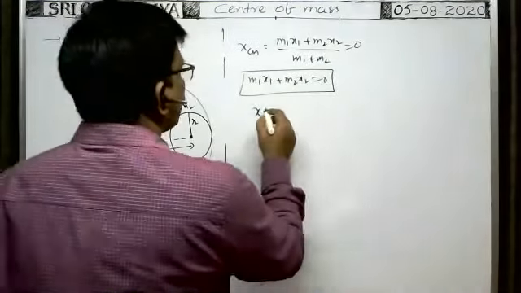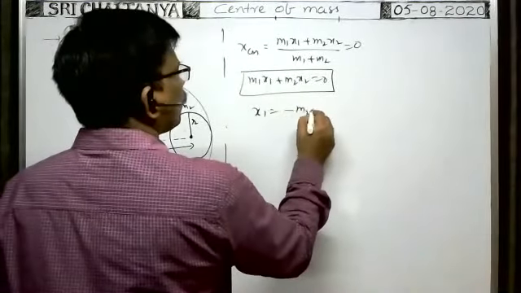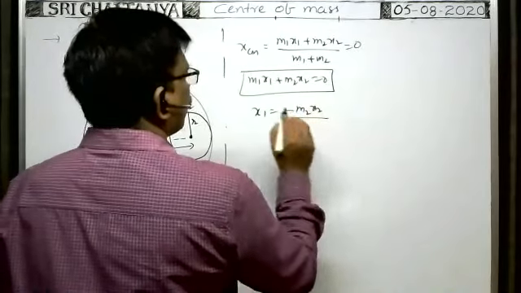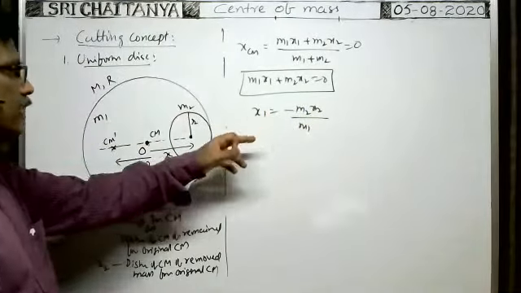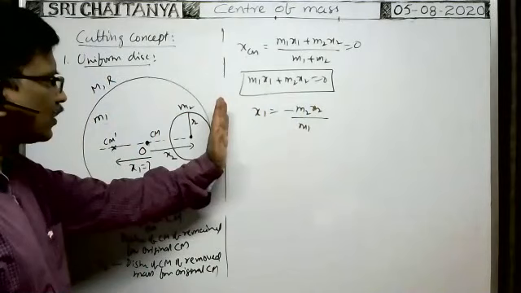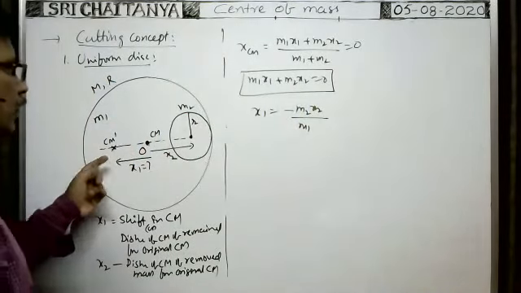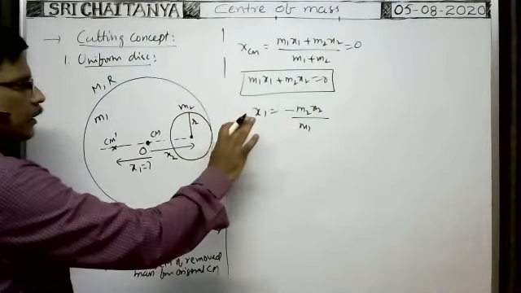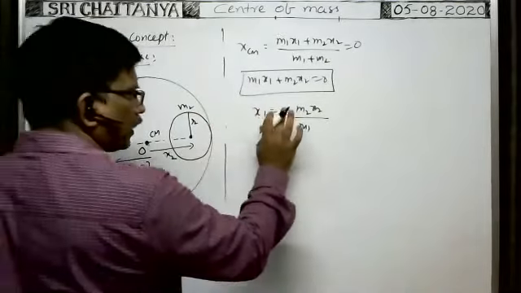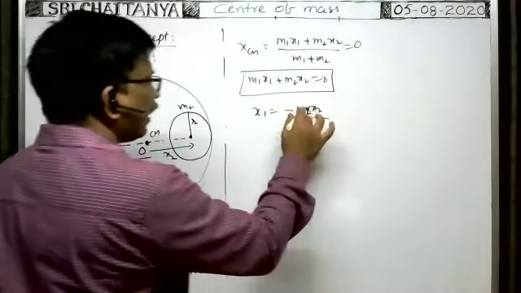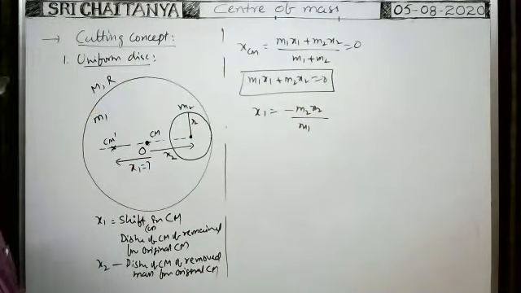Okay, now you see x1 is equal to minus m2 x2 by m1. Minus sign represents when the mass is removed in this direction, the center of mass shifts in the opposite direction. That is only the importance of this negative sign. How we can write m1 and m2? That is the important thing here.